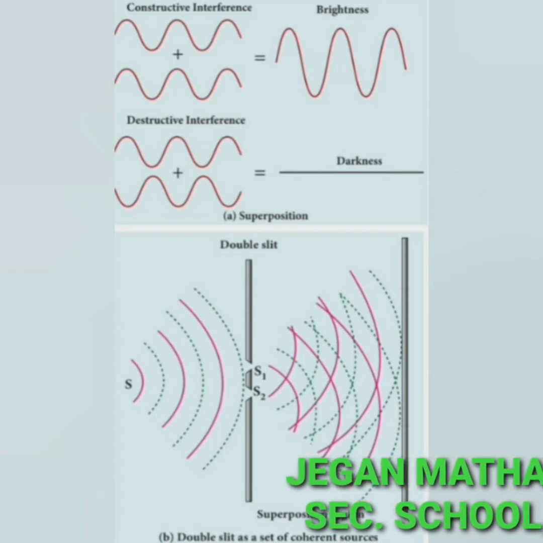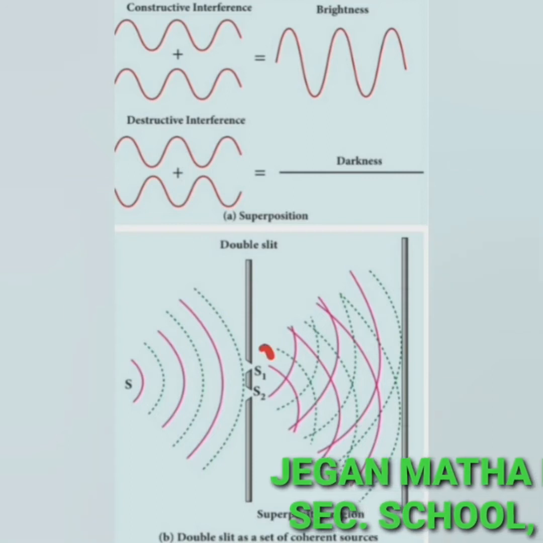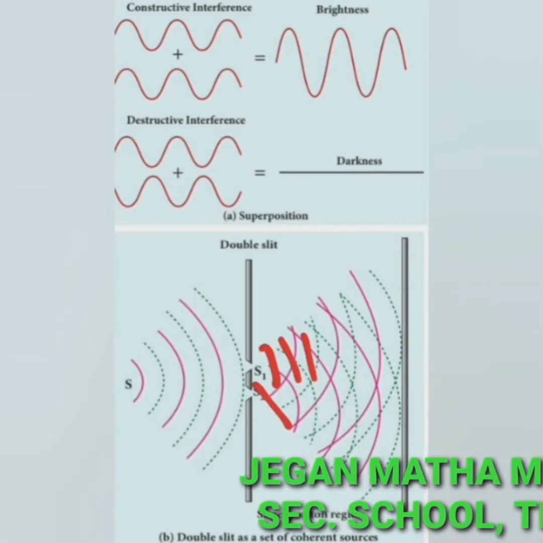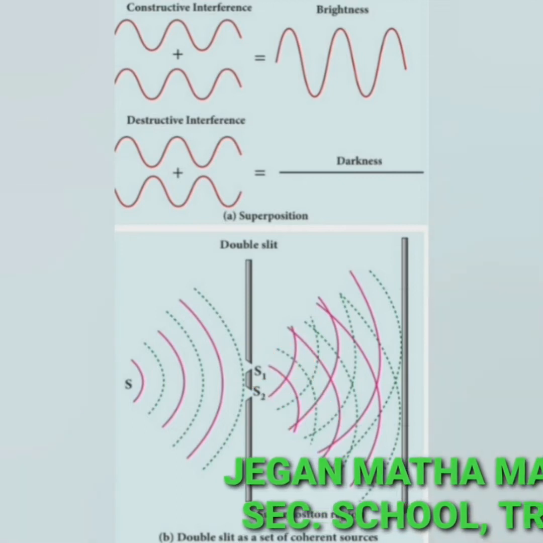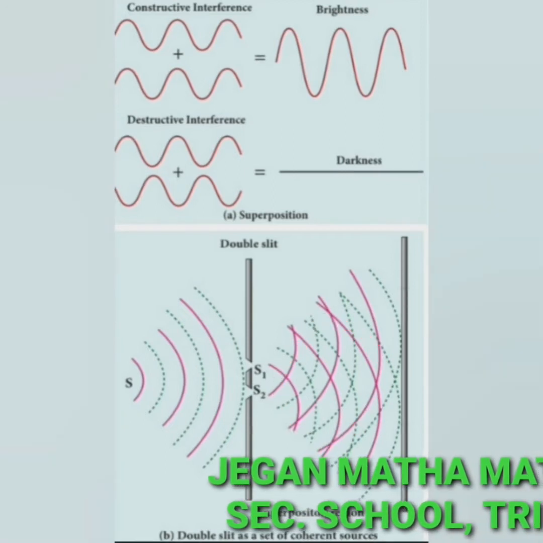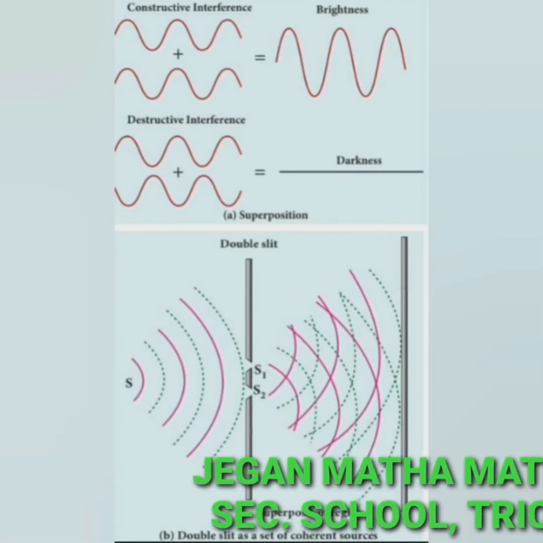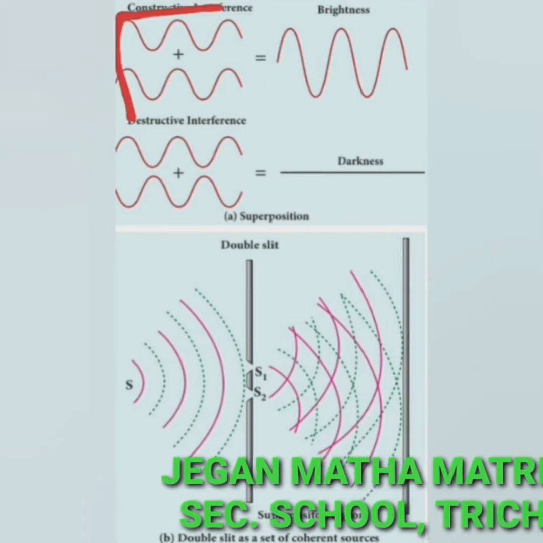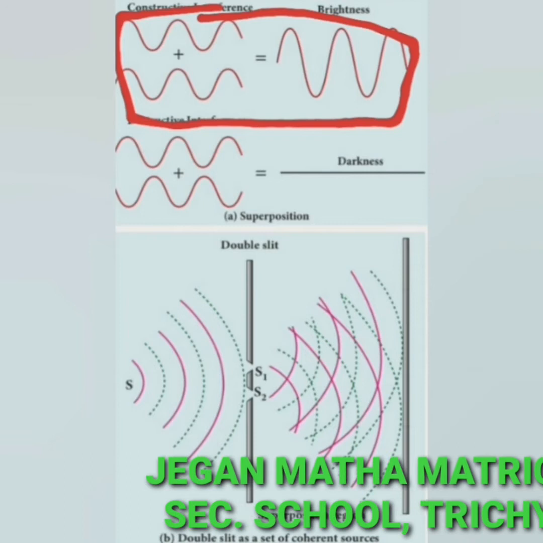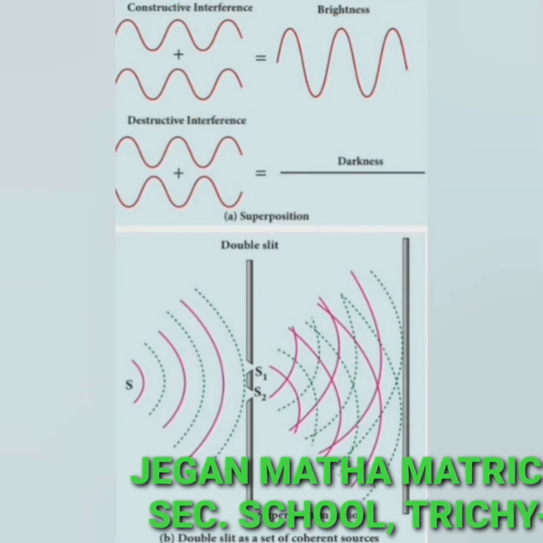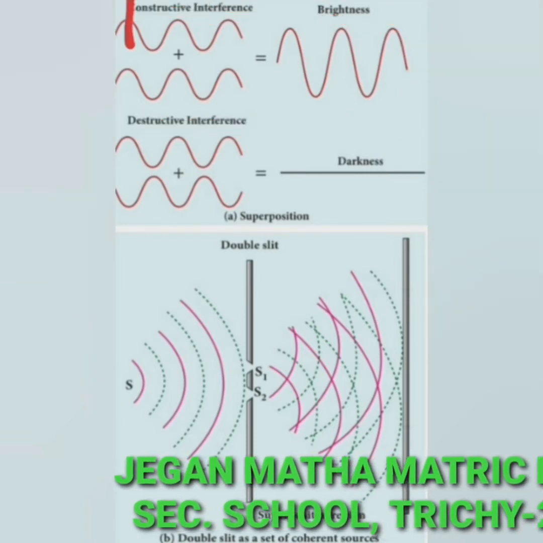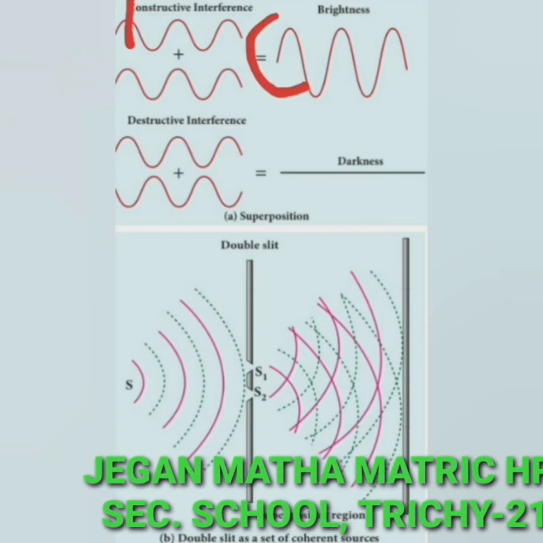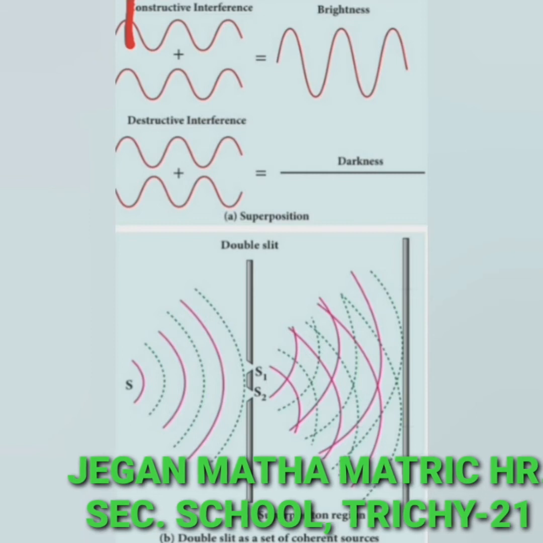The waves from the two slits travel in the same medium and they superimpose as shown here. The constructive and destructive interference formed by them are shown here. It is a representation of the constructive interference. So what do we mean by constructive interference? The crest of the first wave is superimposed with the crest of the second wave. Then what about the amplitude? Amplitude will be maximum.